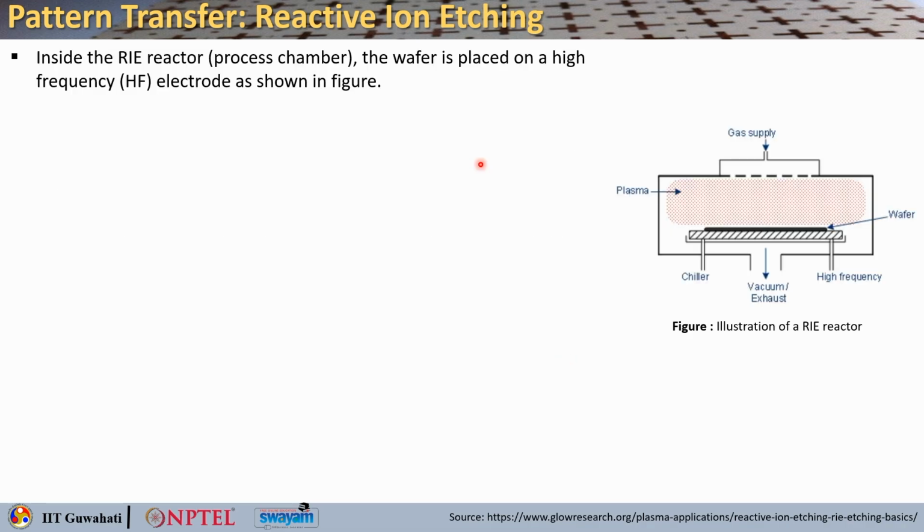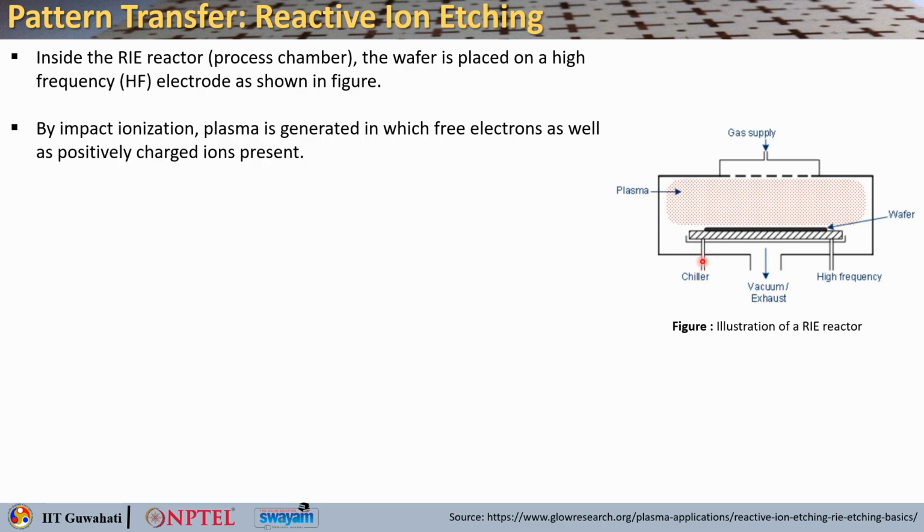Now, inside the RIE process chamber, the wafer is placed on an RF or high frequency electrode. As you can see here, this is the high frequency electrode, this is the vacuum exhaust. There is a chiller as well. This is the point for gas supply and this is where your plasma is.